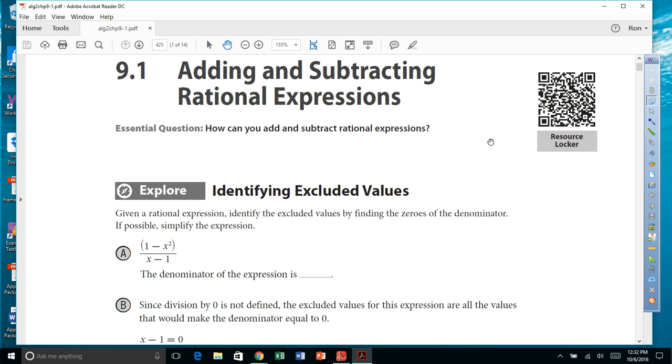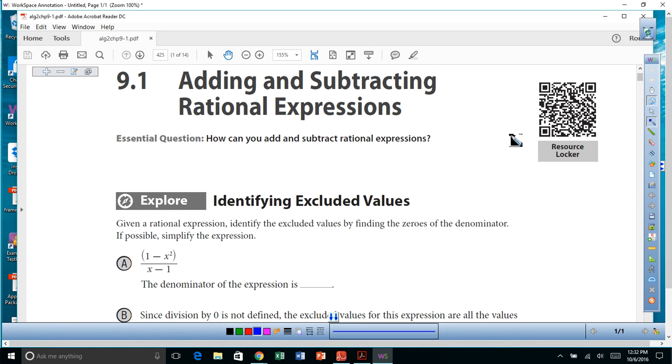Subtracting rational expressions. How do you add and subtract rational expressions? Well, just like with fractions, you have to have a common denominator.